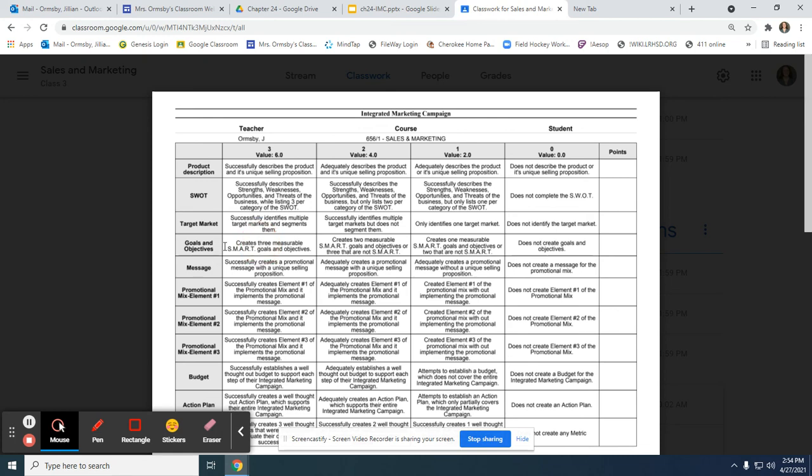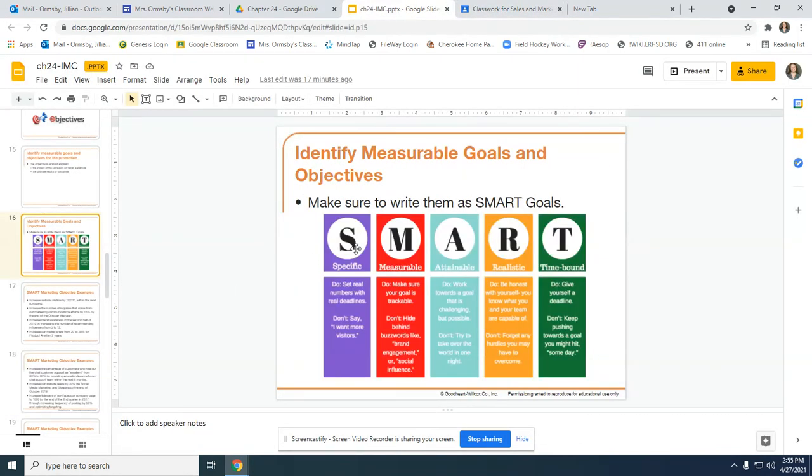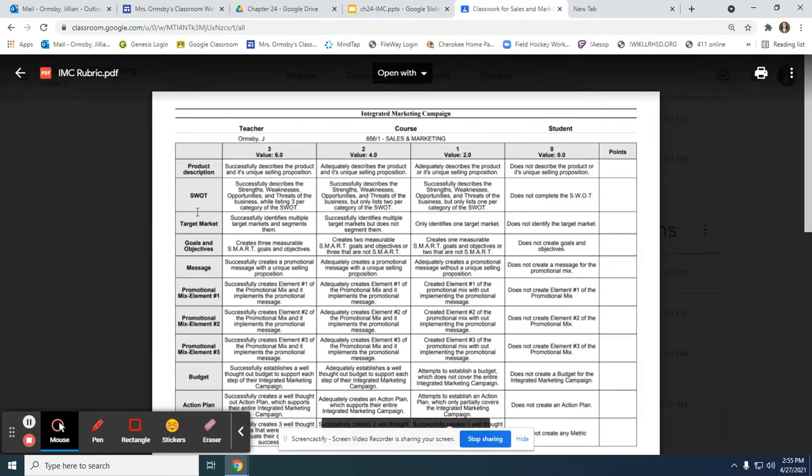And then your goals and objectives, you should have three measurable goals and objectives, but they should be in the SMART format. So I'm looking for them to specifically be specific, measurable, attainable, realistic, and time bound. That's what I'm going to be looking for when I am grading this. If you have any questions while you're working or need guidance, please let me know. But also remember, this is an integrated campaign. So your goals and objectives, your target market, all of that should be directly related to your product description and your SWOT analysis.